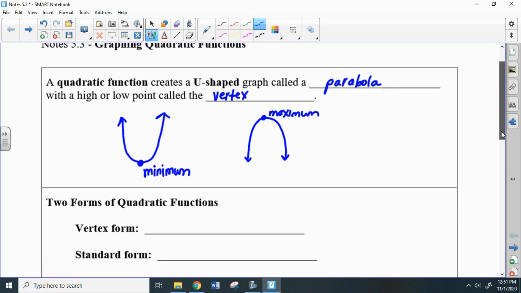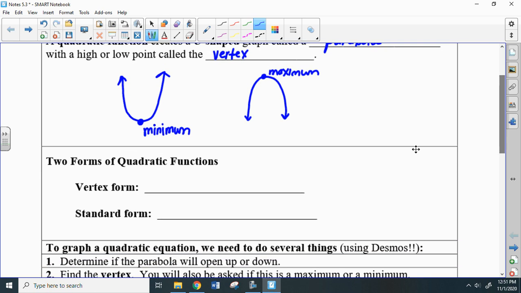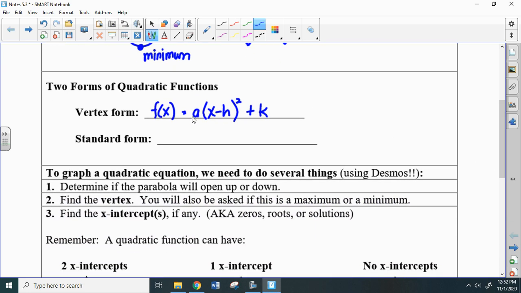We have looked at two different forms of quadratic functions or quadratic equations. One of them was vertex form. That looked like this, where you had a times x minus h squared plus k. Remember, the h value told you your left or right shift, and your k value told you your up and down shift, and that made it very easy to get the vertex. The a value also told you if it was positive, the parabola would open up. If it was negative, the parabola would open down. You could also get your vertical stretches or shrinks out of that.